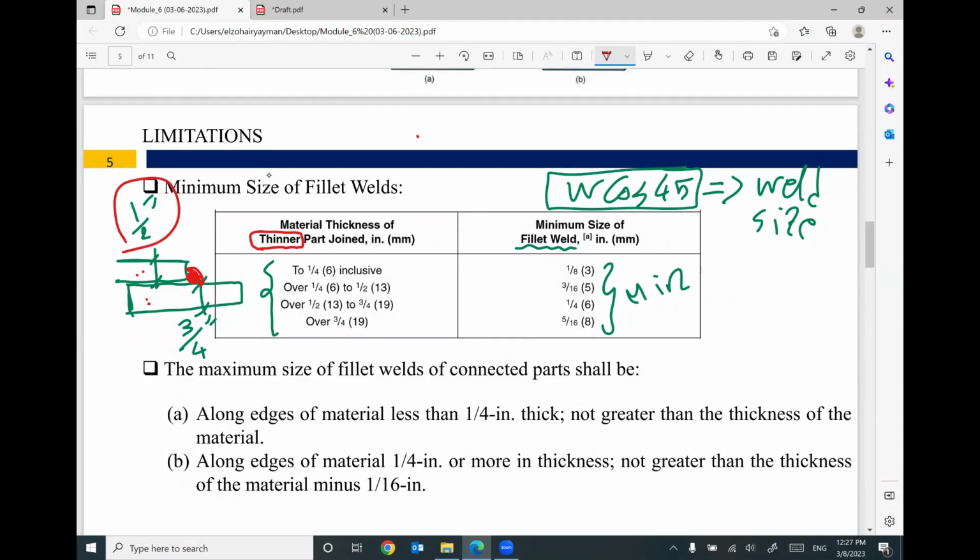So if your thickness is between 1/4 and 1/2 inch, guys, do you hear me?